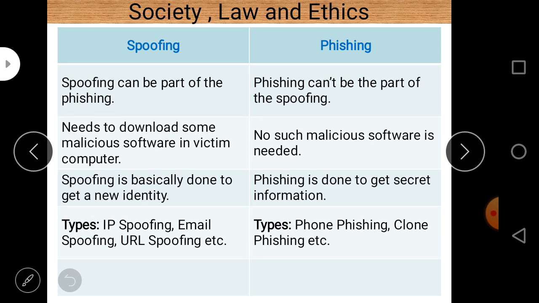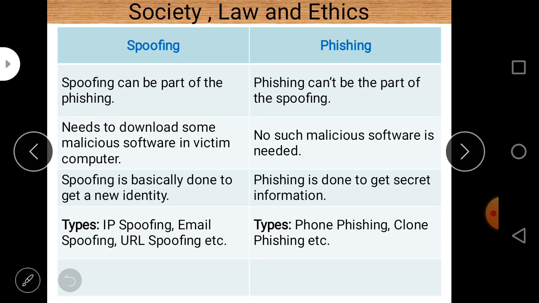Second important point, spoofing needs to download some malicious software on the victim's computer, such as a Trojan horse. So spoofing is basically done to get a new identity, and phishing does not need such malicious software.